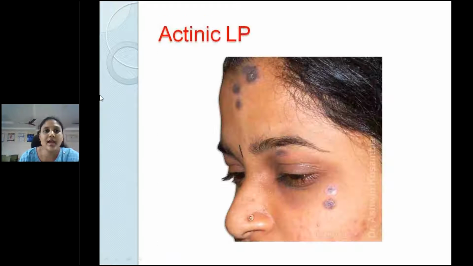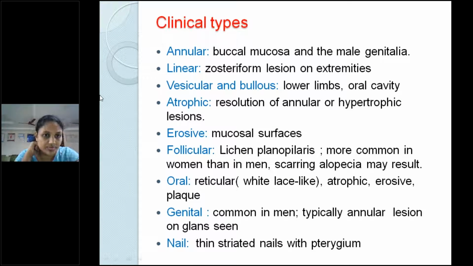And this actinic LP can be annular and seen in buccal mucosa. This is actinic LP. There are other types. These are other clinical types of lichen planus, like annular. Annular lesion lichen planus can be seen in buccal mucosa and nail genitalia. And the linear type of lichen planus means herpes zoster-like lesions are present on extremities. Next, sometimes blisters, vesicles, and bullous type of lichen planus can also occur. This also happens in lower limbs and oral cavity.